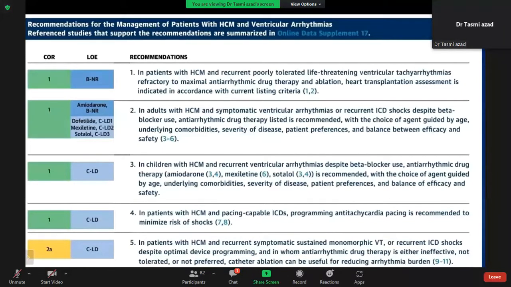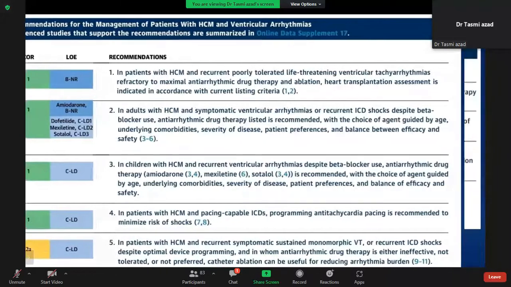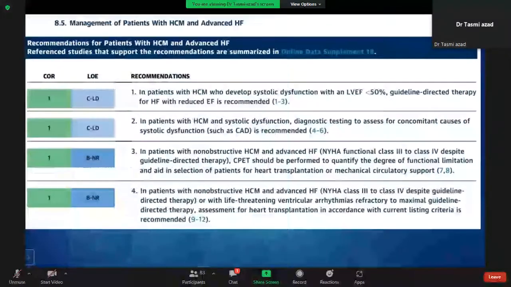And also, for symptomatic ventricular arrhythmia or recurrent ICD shock in adults despite beta blocker or antiarrhythmic drug therapy, ICD is recommended, with the choice of agent guided by shared decision making, that is age, underlying comorbidity, and severity of disease. This is also a class 1 indication. They recommend this for ventricular arrhythmia that we frequently face during our day-to-day practice.